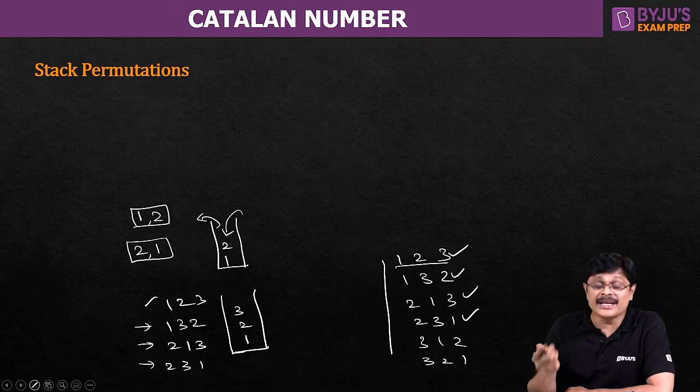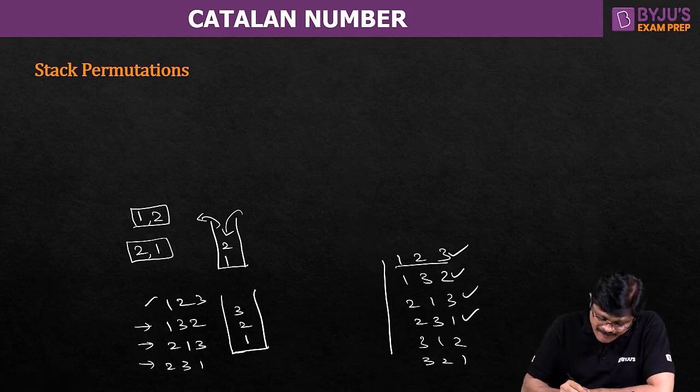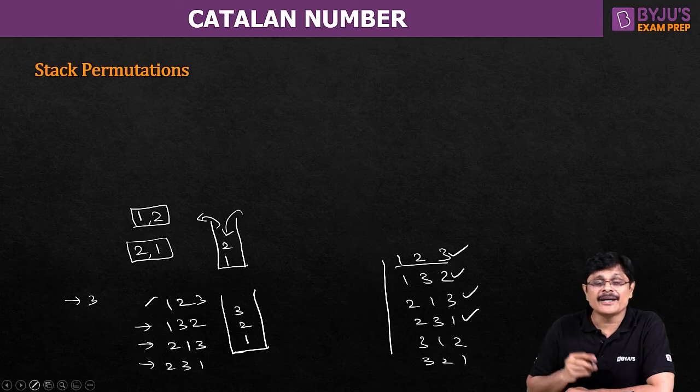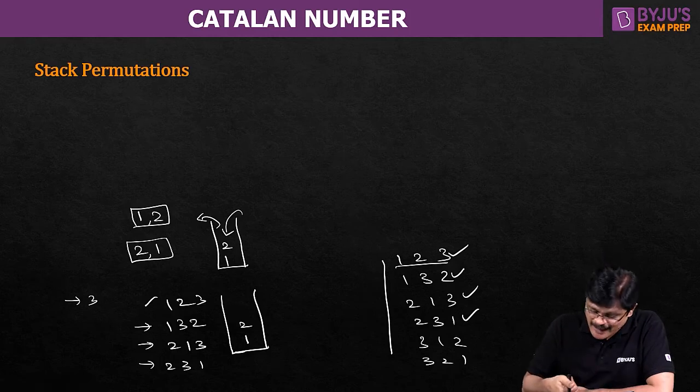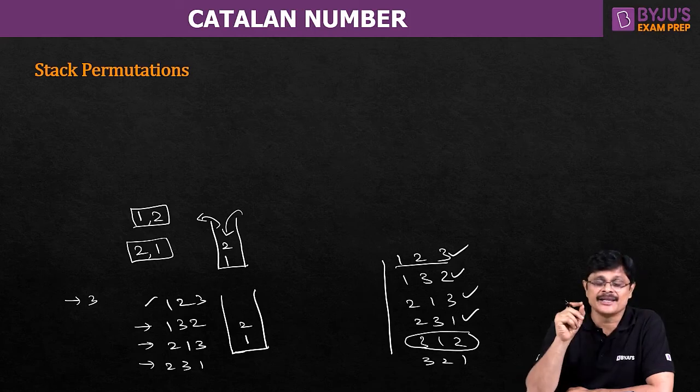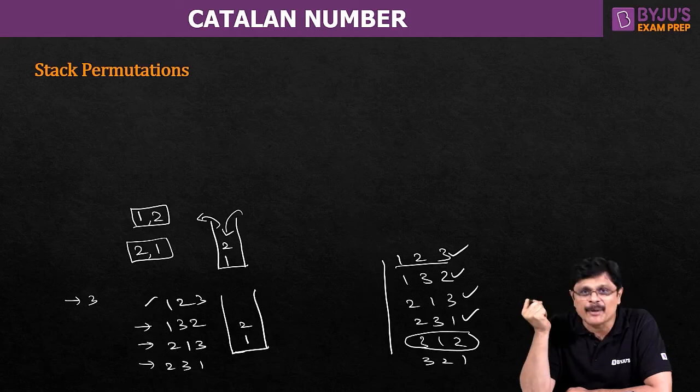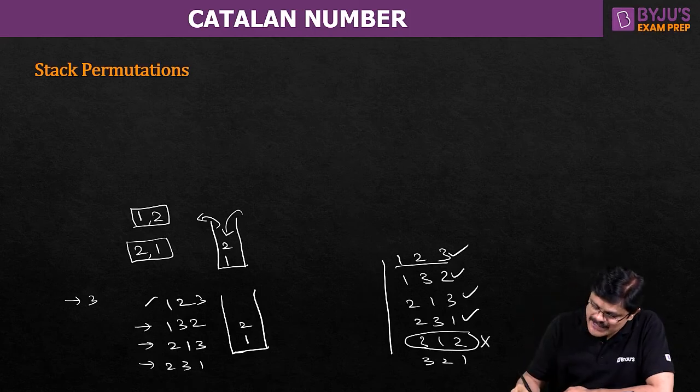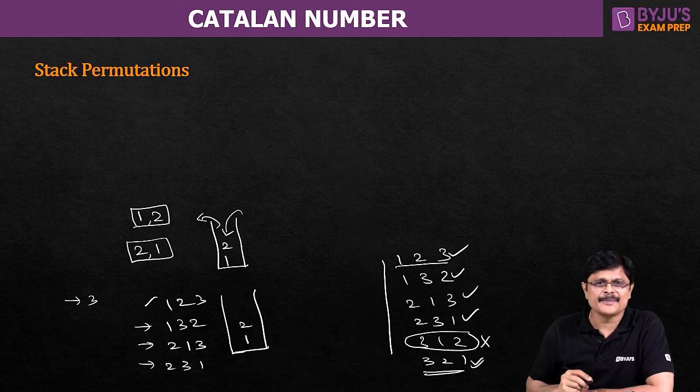Now what do you want to get? 3, 1, 2. So first you can pop 3 from this. But after 3, can you pop 1? No. This is the permutation which is not possible using stack. So this is not a stack permutation. Except this, remaining all are possible.